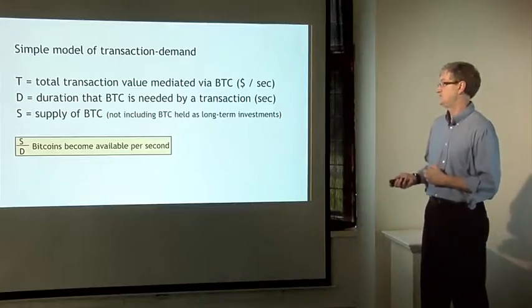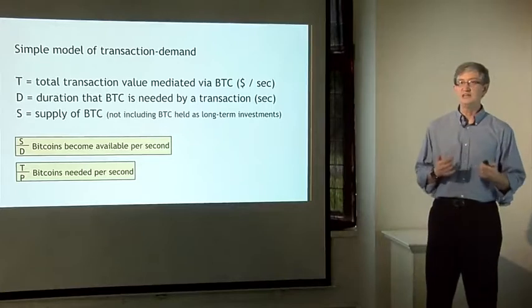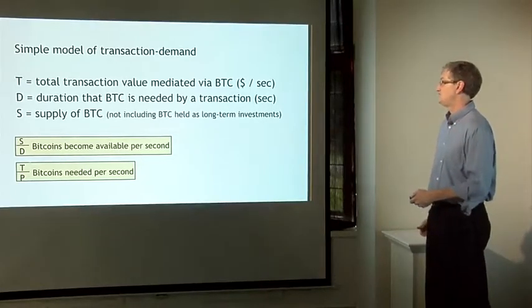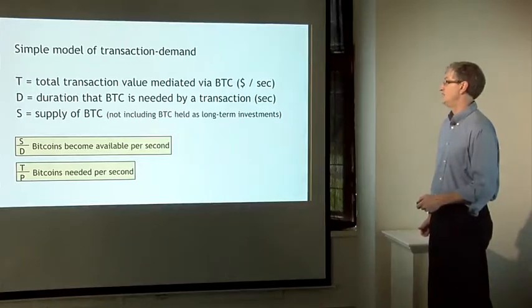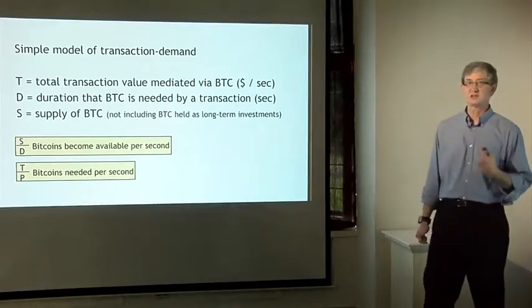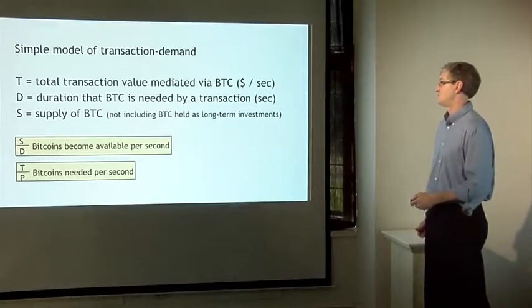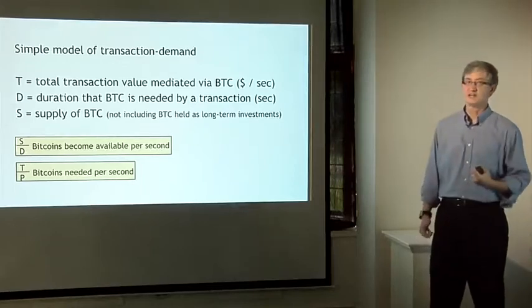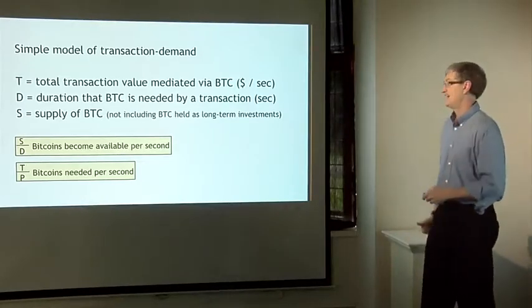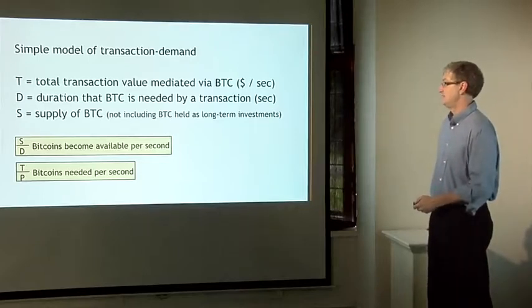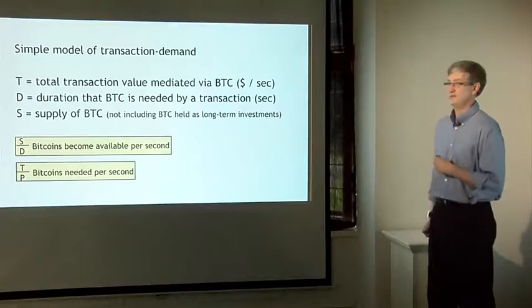That's the supply side. On the demand side, the number of Bitcoins per second that are needed to mediate transactions, well, we have T dollars worth of transactions to mediate. And in order to mediate $1 worth of transaction, we need 1/P Bitcoins. That is, we need to take this T, which is measured in dollars per second, and divide it by the price in dollars per Bitcoin, and the result we get is Bitcoins per second. These are the number of Bitcoins per second that are needed in order to serve all the transactions that people want to serve. So if you look at a particular second of time, for that second, there's a supply of Bitcoins of S/D, and there is a demand of T/P.